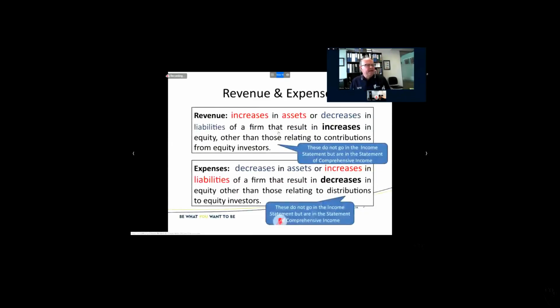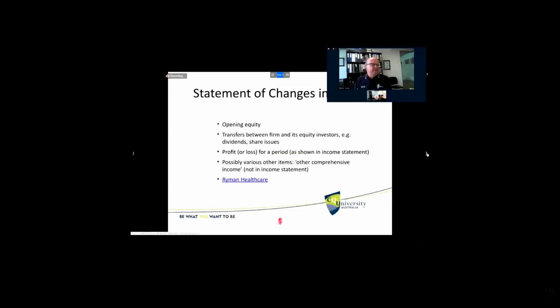So they're not the revenue or expenses. And it's these, other than those related contributions from equity investors, that do not go in the income statement, but in the statement of comprehensive income. The same for expenses. So that's what the statement of changes in equity is showing us: the differences between the opening and closing balance. It shows the profit and total comprehensive income, which comes through the income statement. And it also shows these items that are not included in revenue and expenses, that are transfers between the firm and its equity investors.